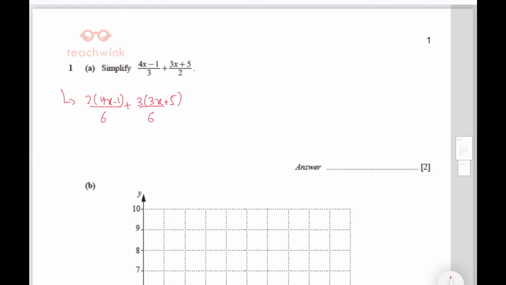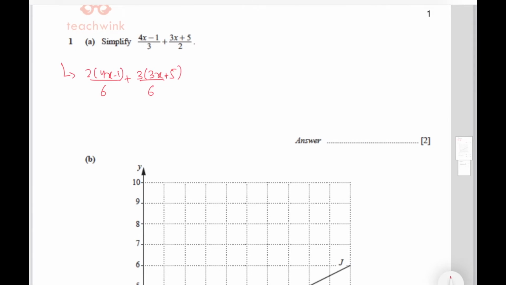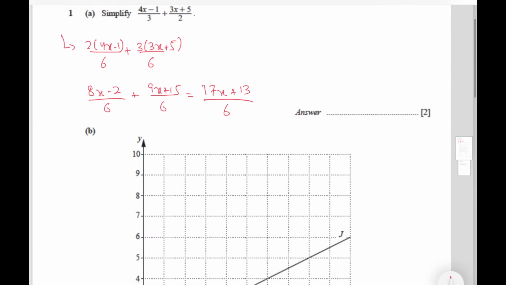So let's do this. Let's open this up. The first fraction becomes (8x minus 2) over 6. The second fraction becomes (9x plus 15) over 6. When you add the two fractions, 8x plus 9x gives us 17x, and negative 2 plus 15 gives us positive 13, and the denominator is 6. So your final answer is (17x plus 13) over 6.